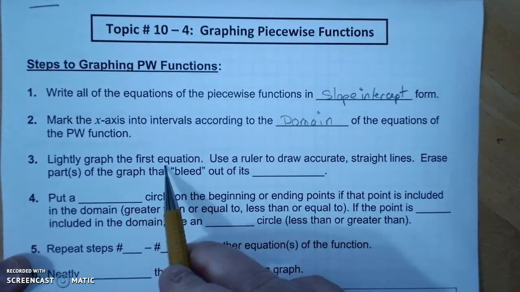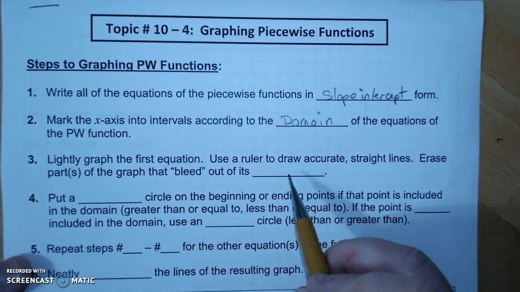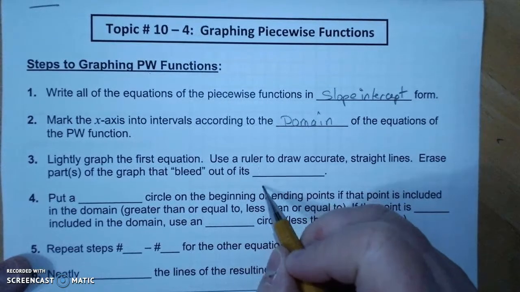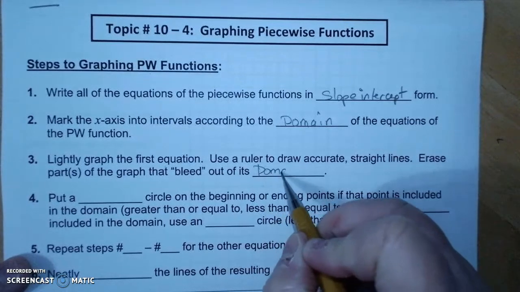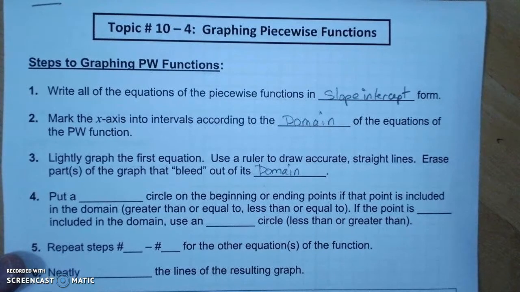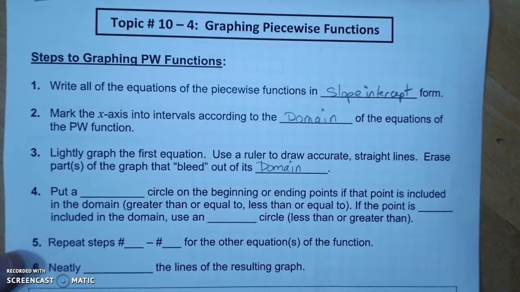Lightly graph the first equation. Use a ruler to draw accurate straight lines. Erase parts of the graph that bleed out of its domain. Sometimes you're going to need the y-axis to graph your line, but that area isn't even included in the domain, so you're going to have to erase part of your line.